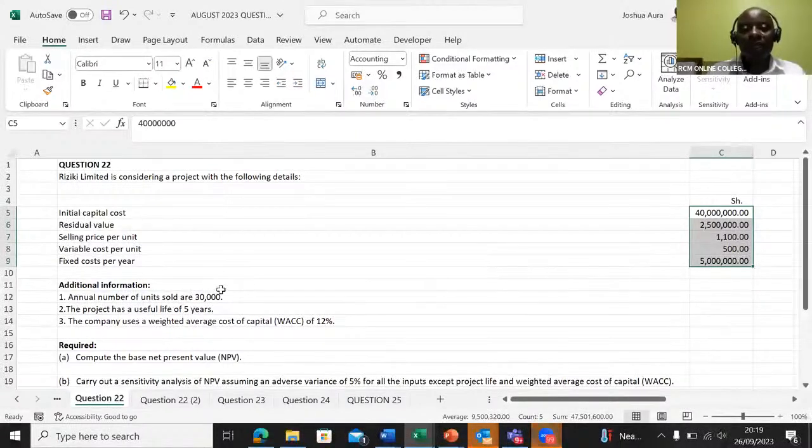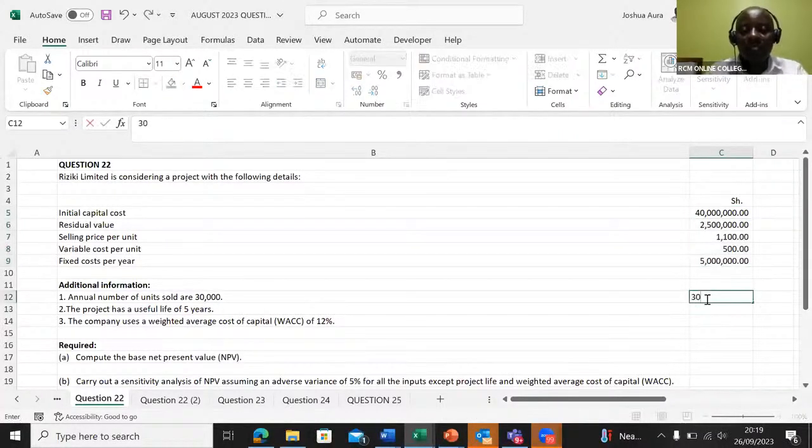Additional information: annual number of units sold are 30,000. I can't pick this 30,000 from here the way it is, so I will come right away to where we have this, and I'll just transfer 30,000 and put it there. The project has a useful life of 5 years, so put this 5 there as well so that I can use it. And then the company has a WACC of 12.